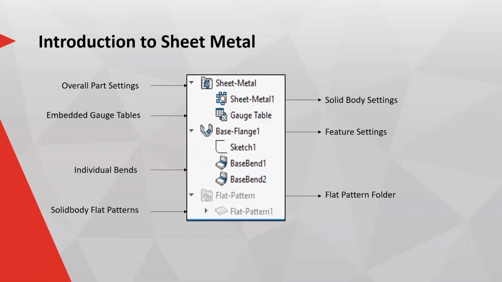Then again, we're just going to look at gauge tables. I'm not going to go too much into detail with gauge tables, as my colleague Raymond will have a look through gauge tables with you guys. We're going to look at feature settings. Feature settings will encompass that we can add in some depth, we can add in material direction, and we can add in extrusion length.